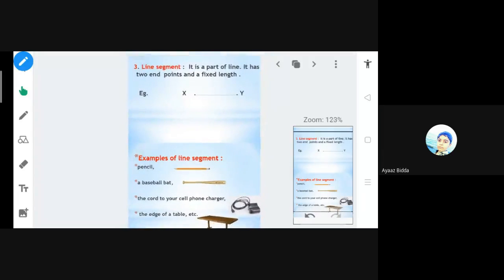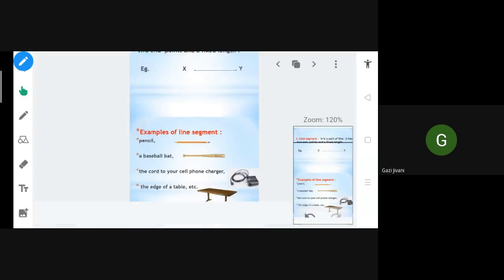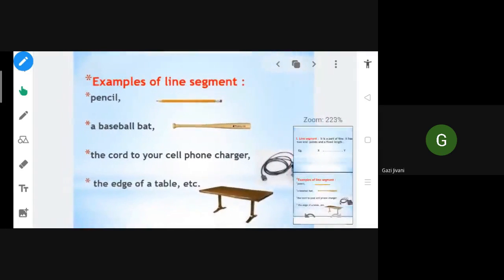That is called a line segment, which ends. You can see here arrows are not there. In that one, line AB, arrows on both sides were there. Here arrows are not there. You can see here what is written: it is a part of a line and it has two end points. Okay? Yes or no? Yes, ma'am. So it has end points and a line has arrows. So that is the difference between a line and a line segment.